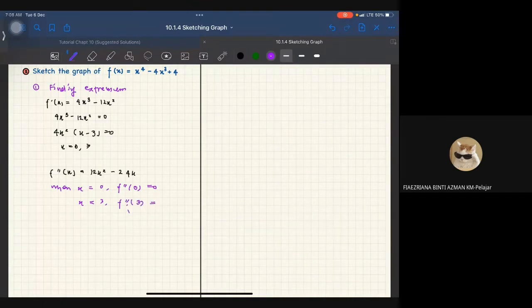Okay, and then bila x saya is equals to 3, okay, I will get my second derivative. So dapat berapa? 12 darab 9 tolak 24 darab 3. So this one saya akan dapat 36. So 36 maksudnya positif, so dia adalah minimum lah. Okay, so I just remember kenapa kita kena guna the first derivative test.